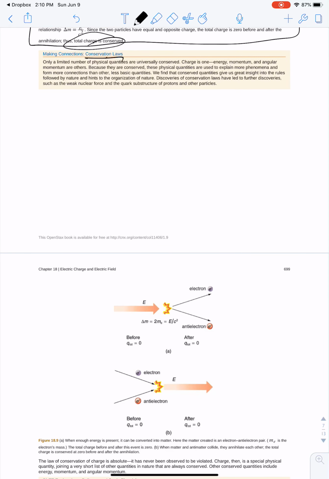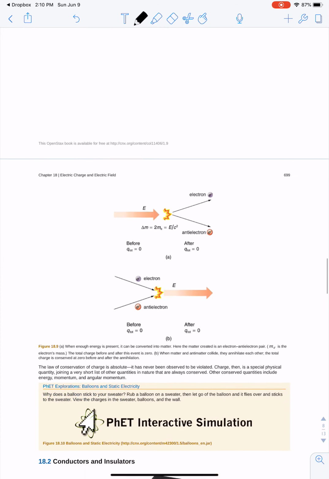Okay, so making connections, conservation laws. There are a lot of conservation laws in the universe: conservation of energy, conservation of momentum, conservation of angular momentum, and conservation of charge. That's one of the other ones. Okay, so anyway, that's important.